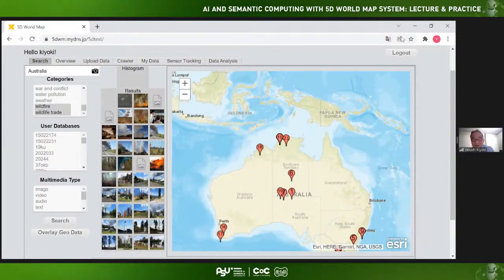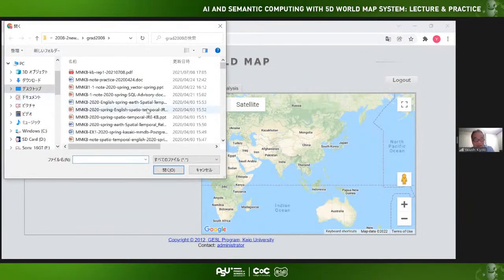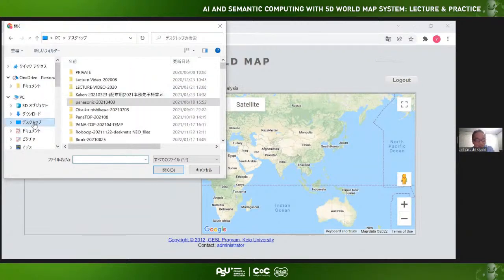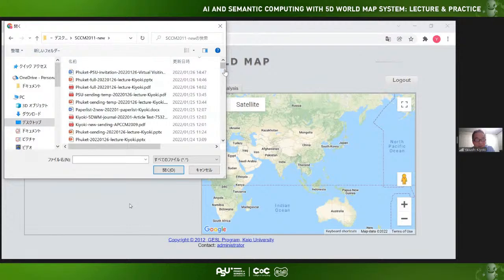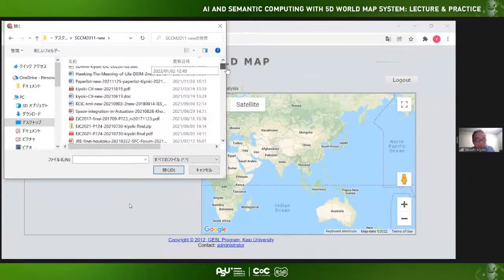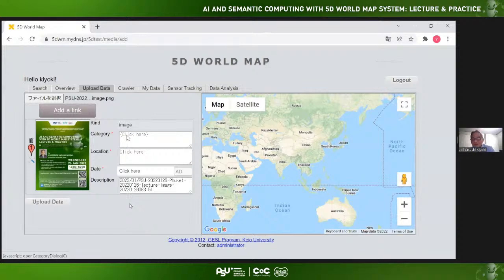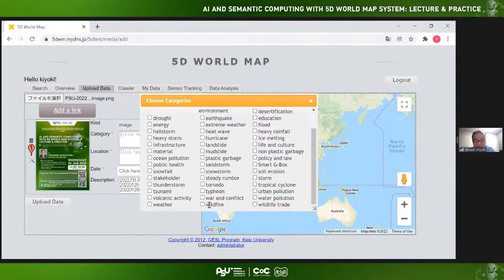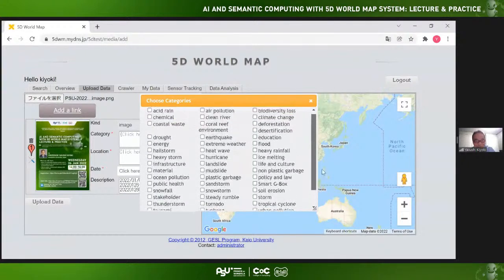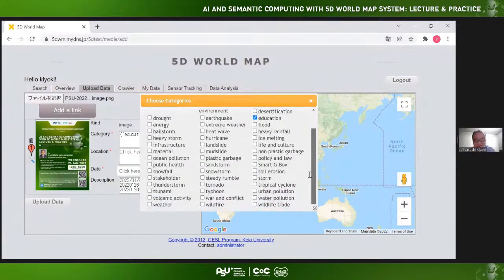This is the system interface, and this is the upload data. Uploading, okay. You access some file related to an image. For example, this is today's lecture note, lecture introduction and category. What's a good way? Culture, for example. It's likely to be education, right? Education, okay. On the right hand side, yeah. Okay, education is your category.